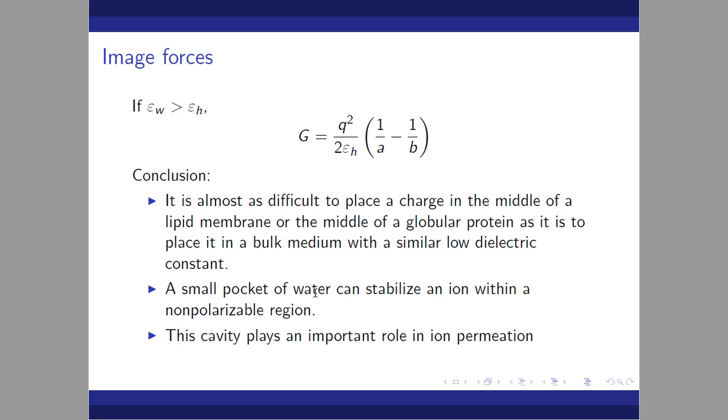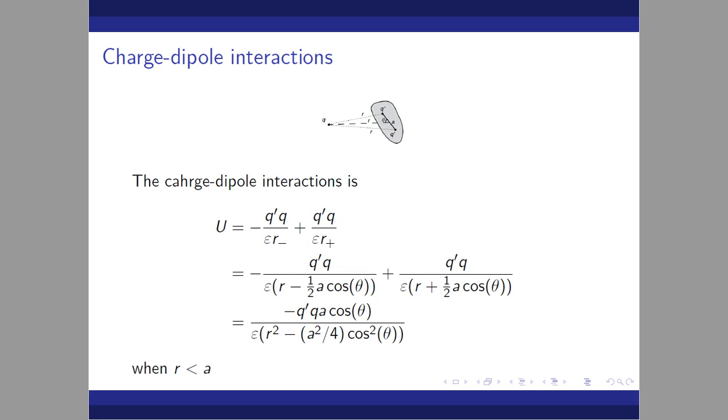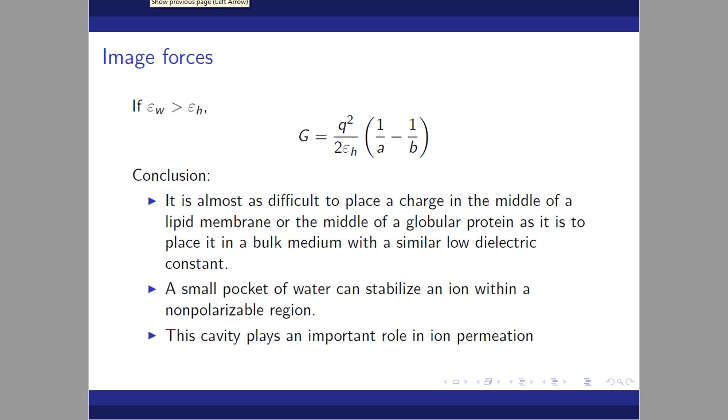A small pocket of water can stabilize an ion within a non-polarizable region. This cavity plays an important role in the ion formation, from side A to side B. So the ion can pass through that membrane or that protein only through the specific channel. Okay, so we stop here.